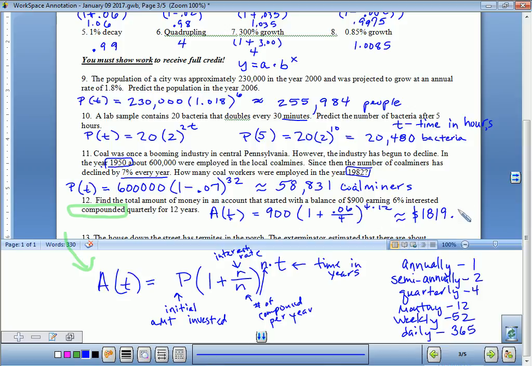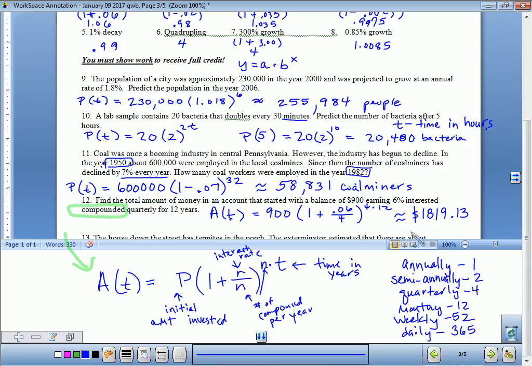Some things aren't working. All right, if you did not get $1,819.13, then I need to help you figure out how to punch it in. If you did, you're good. Anybody need help? You can secretly tell me later if you do.